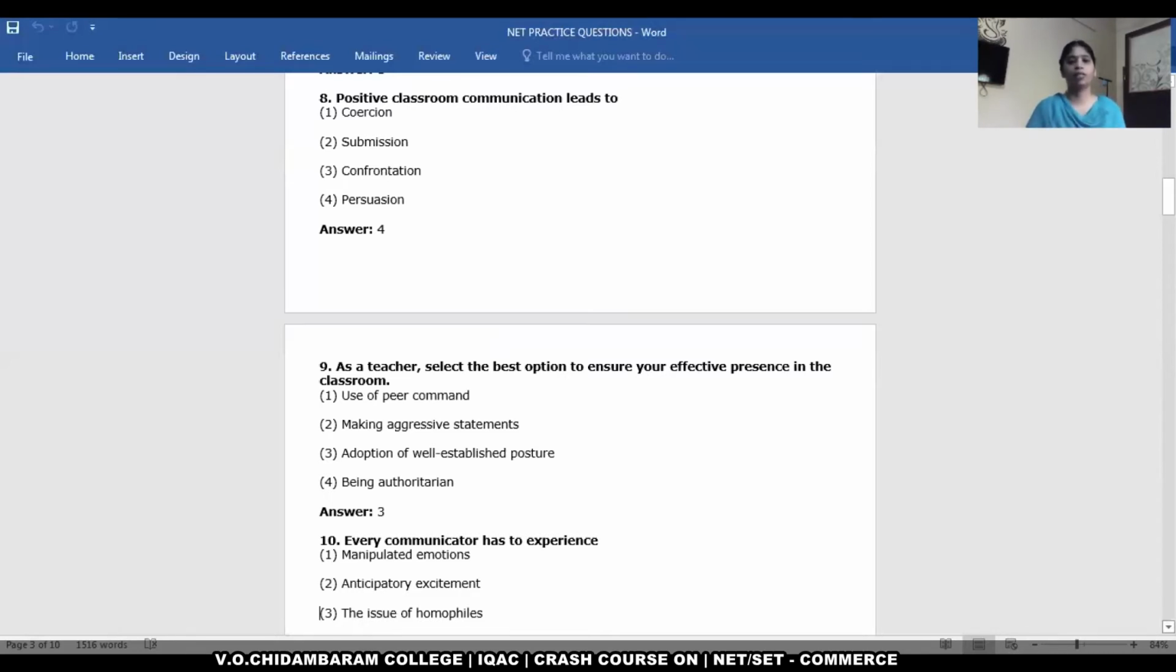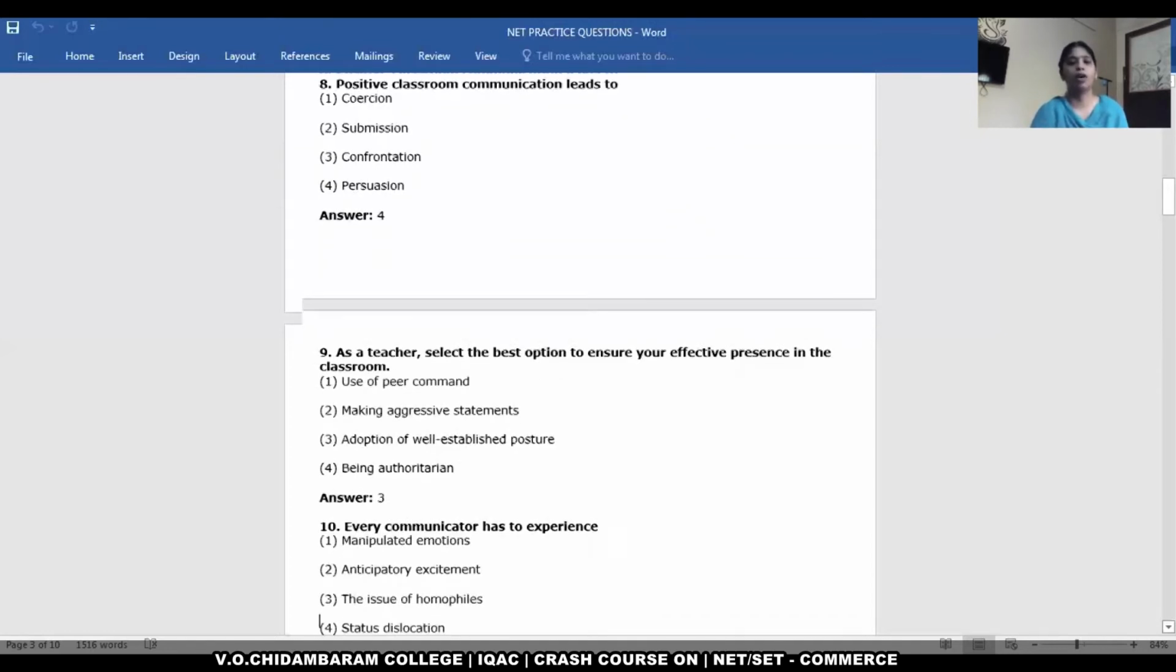So these four options are here. Now the best option is, how do I make sure of my effective presence? Of course, a well-established posture, the way I stand, the way I remain in the class. So that itself makes students keep quiet or listen, being a good student in the class. Okay, so that is the right answer.